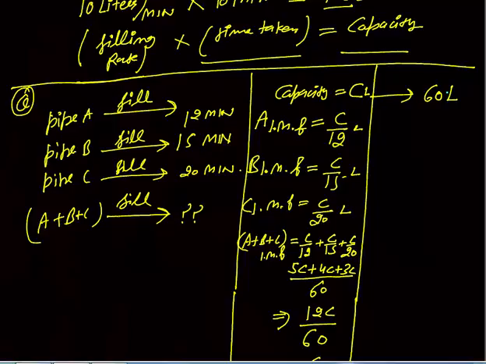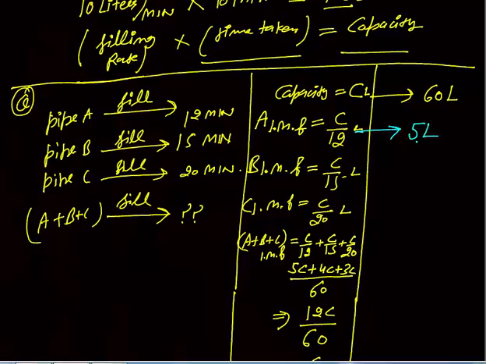Why have I taken 60? Because 60 is a multiple of 12, 15 as well as 20. It will avoid the fraction. So the total tank is 60 liters. As per the question, pipe A is filling 60 liters of tank in 12 minutes. So pipe A will fill in 1 minute how much? 60 by 12, that is 5 liters.